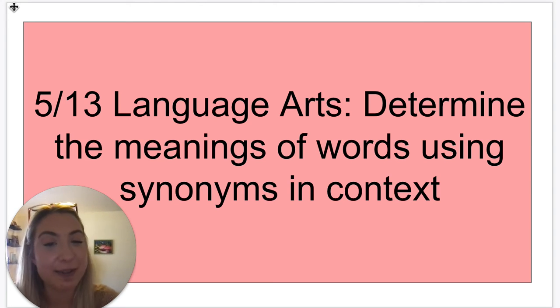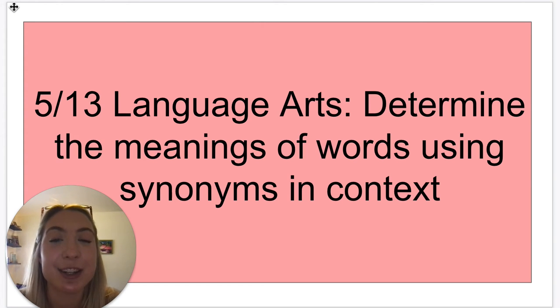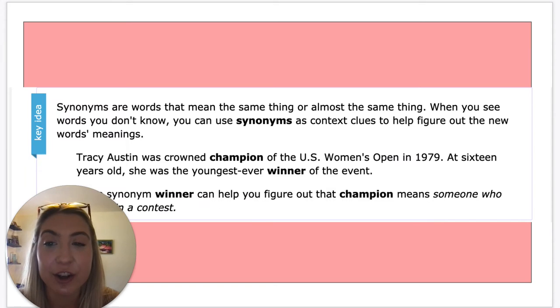Today for language arts, we're going to go back and do a little bit of review. We're going to be working with synonyms again, determining the meanings of words using synonyms in context. On Tuesday, we also practiced using words in context, so we're going to do it again today, which means we have to read everything all the way through. Sometimes we might have to read it more than once. So first, let's move this up.